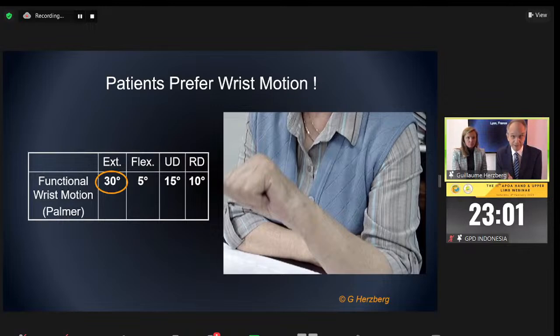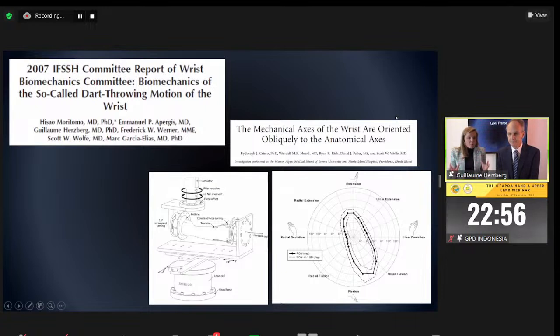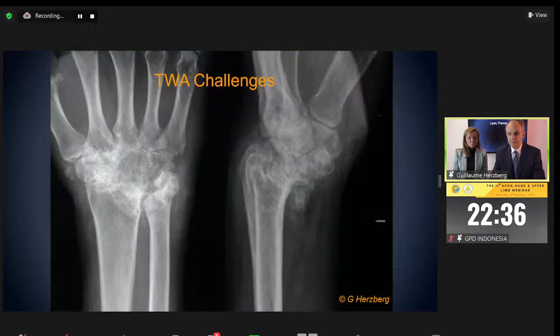But the mechanical axis and the biomechanics of the wrist are not so easy. We know a lot in recent years about the dart throwing motion, and it's not so easy to reproduce this kind of axis of the wrist to achieve the best motion in both flexion extension and deviation. And this is the true life. So what do you do with that? Such a bowel subluxation, and we're able to put a total wrist arthroplasty safely in this kind of patient.